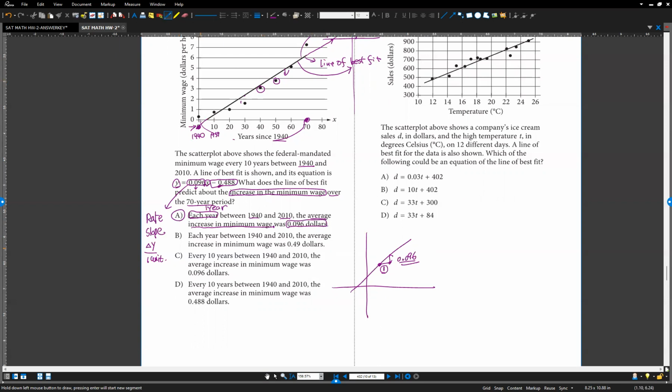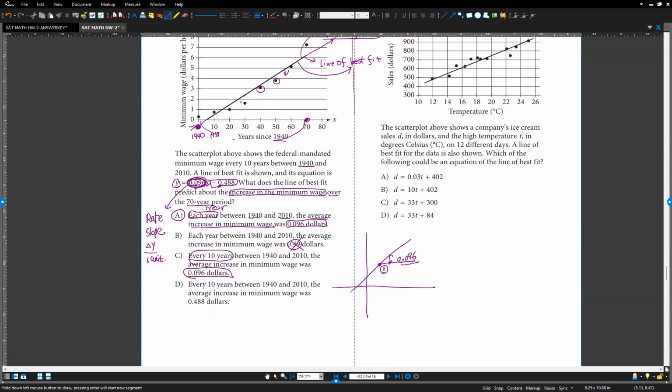Now take number 2. Each year between these two intervals, minimum age is 4.9? No, this is increased minimum age every year 0.096, not 4.9. This is the negative 4.9 down over here, right? Starting point. That is wrong. Every 10 years increase this much? No, this one's just slope.